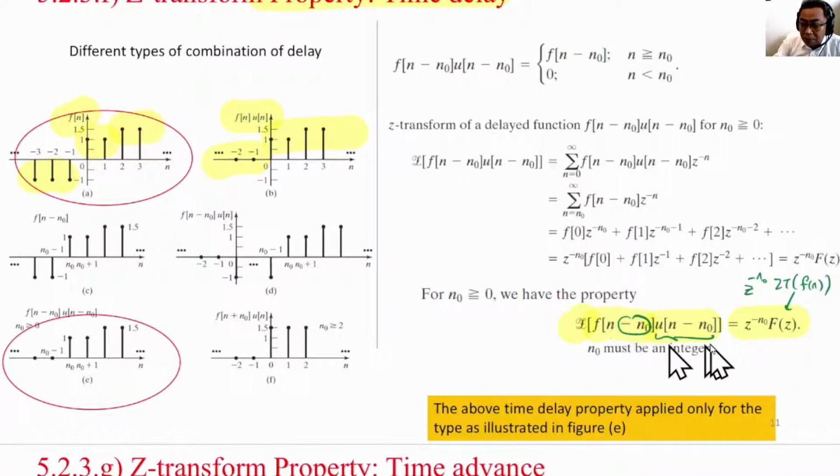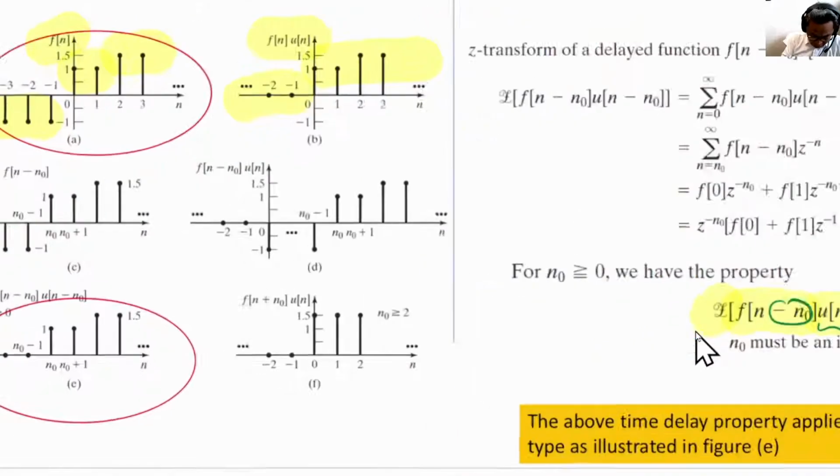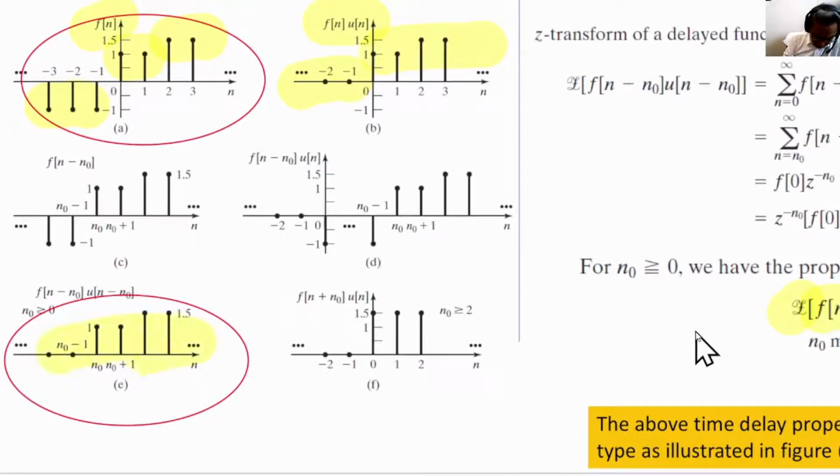The Z-transform property is interesting for the delay. Only for f[n - n0] multiplied by u[n - n0] is this property going to be true. What is f[n - n0] times u[n - n0]? It is this circle over here, the red circle below.